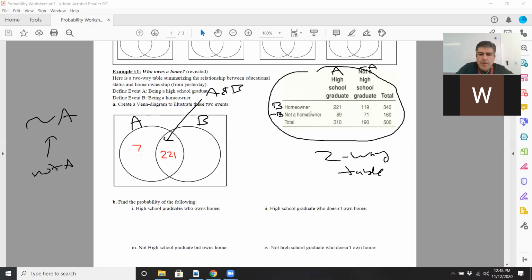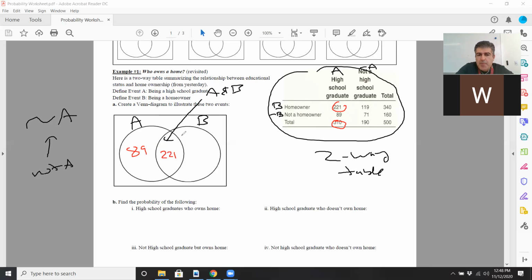So we have a total of 310 high school grads. 221 of them were homeowners, so 89 were not. So this is going to be high school grads who are not homeowners. That's going to be 89. And the whole circle of A will add to 310.